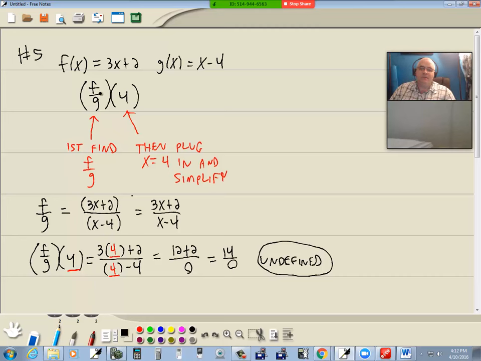Not only test your operations, but also test your evaluating, and then test if you remember what division by 0 indicates.